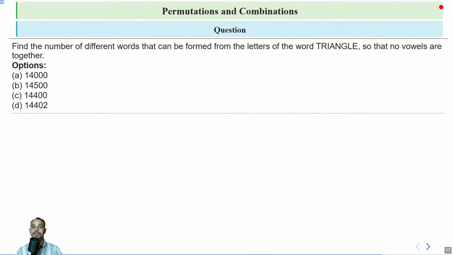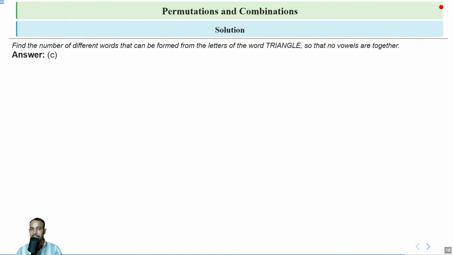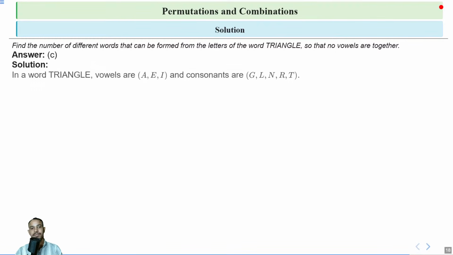Okay, see the solution. The correct answer is option C. So match your answer with this answer. Let's start the solution. So in the word TRIANGLE, you have A, E, I as vowels and G, L, N, R, T as consonants. Okay.